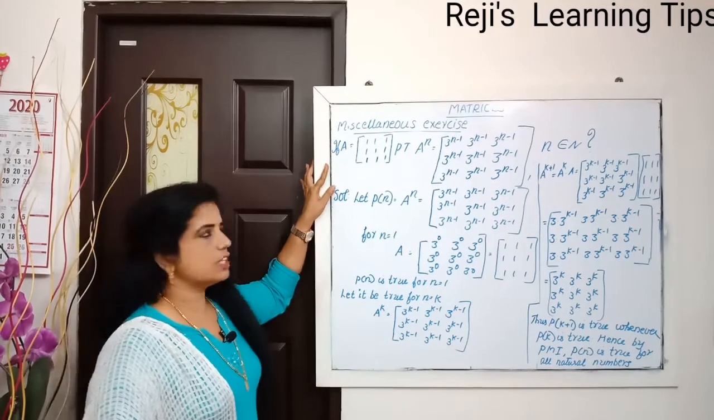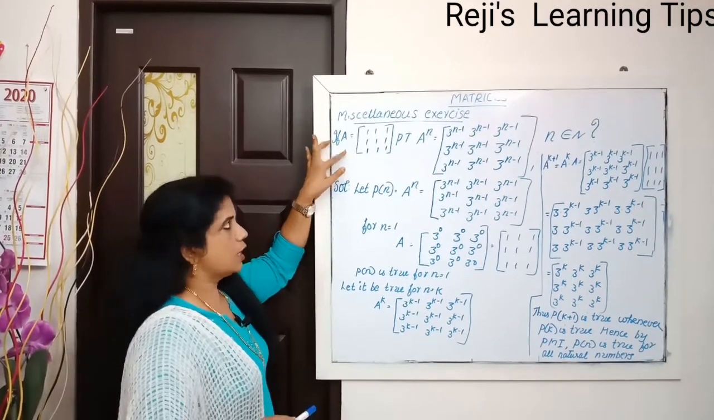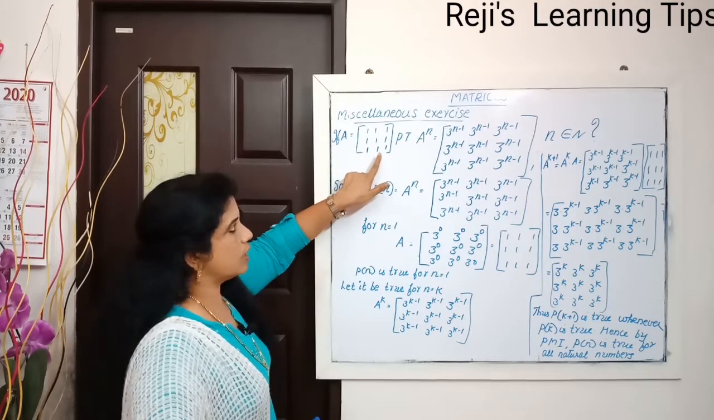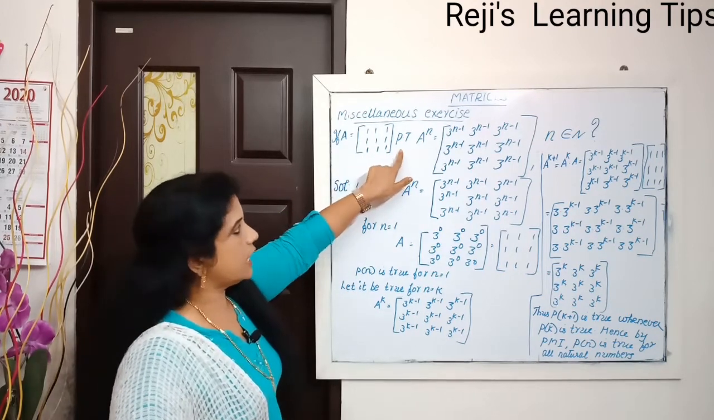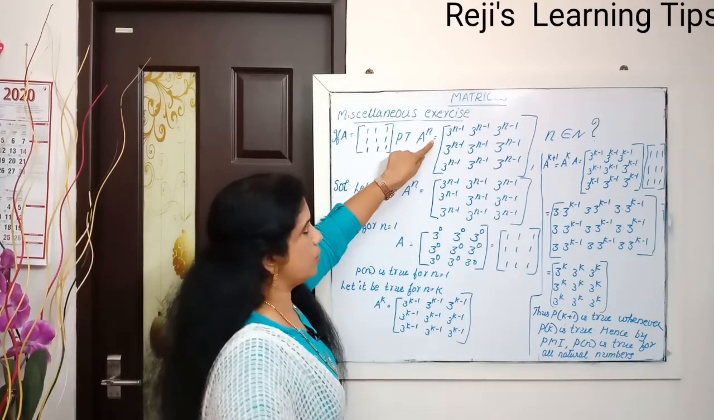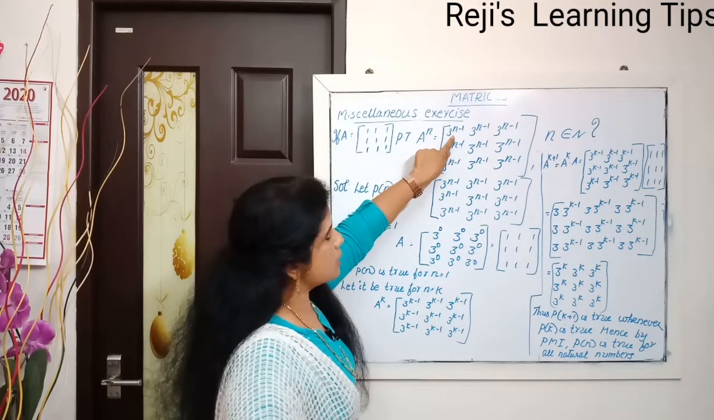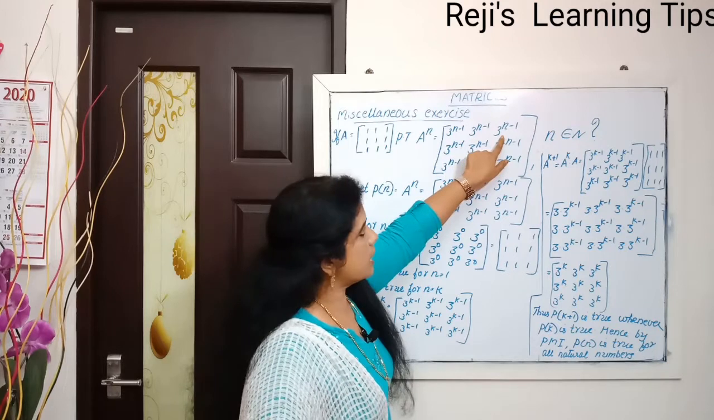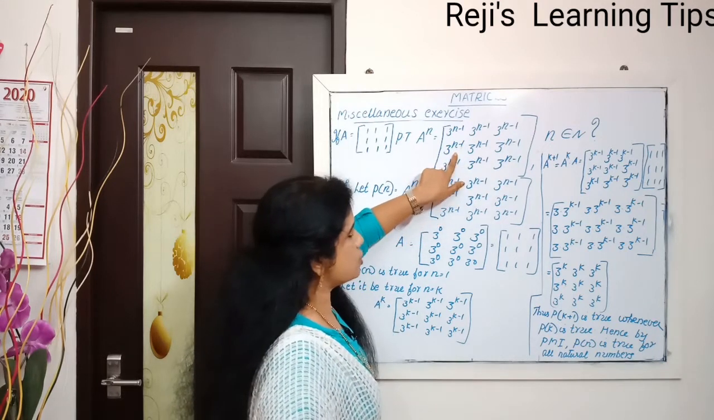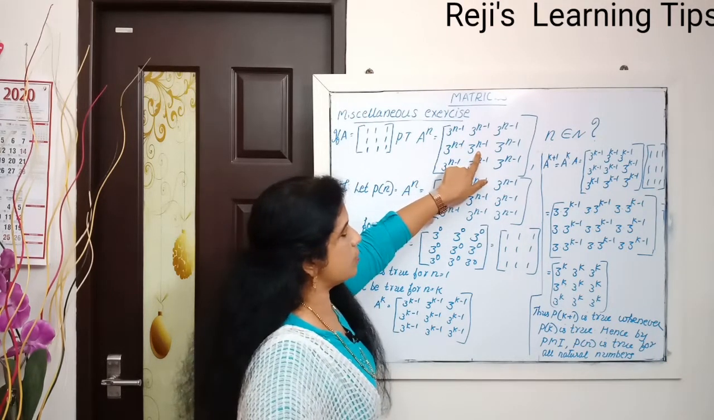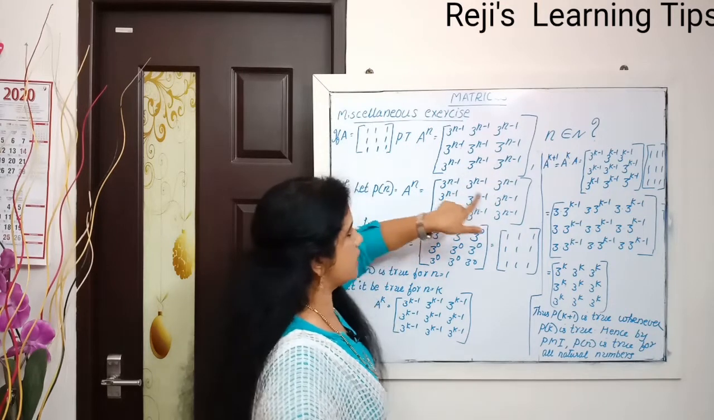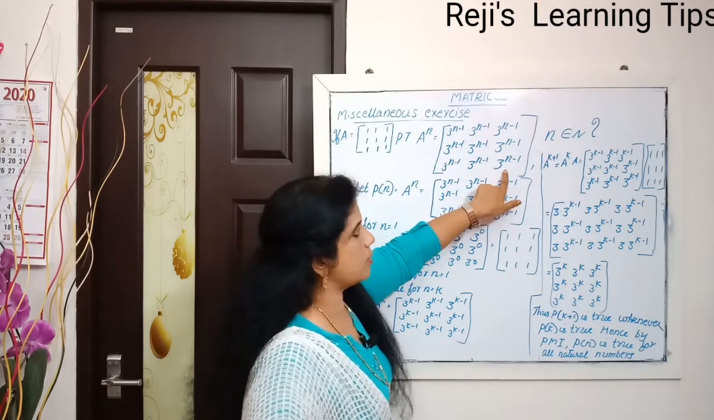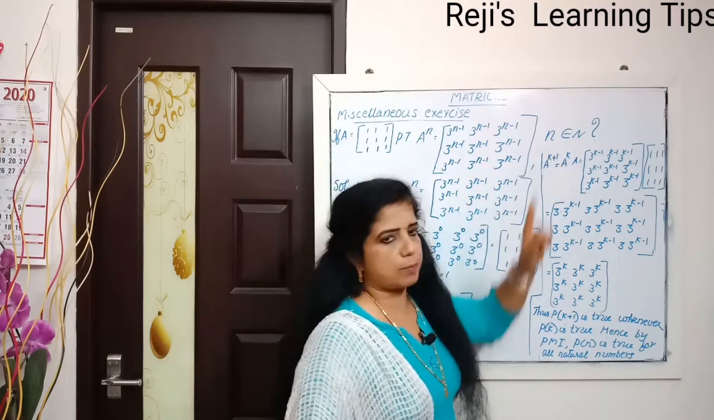Okay, second question. If A is equal to the matrix with all entries 1, 1 1 1, 1 1 1, 1 1 1, prove that A raised to n is equal to the matrix with every entry 3 raised to n minus 1, where n belongs to capital N, the natural numbers.